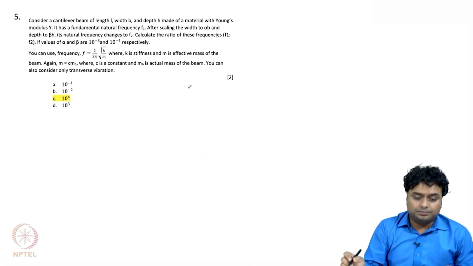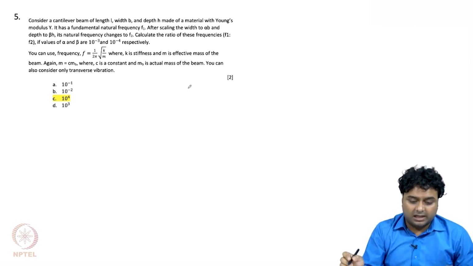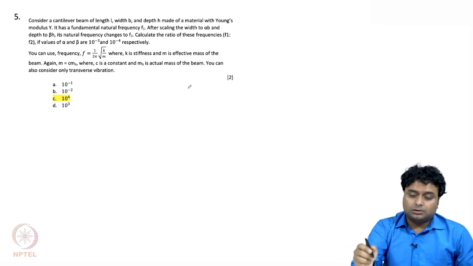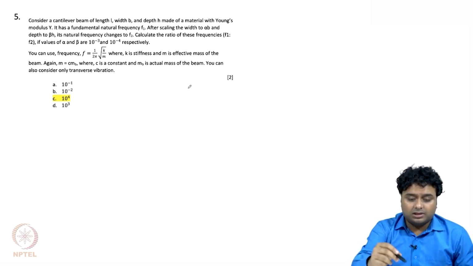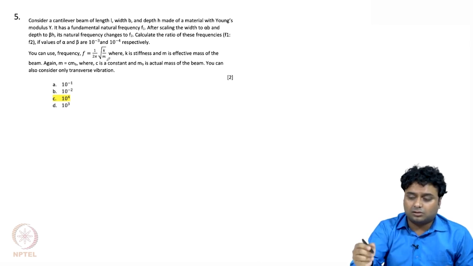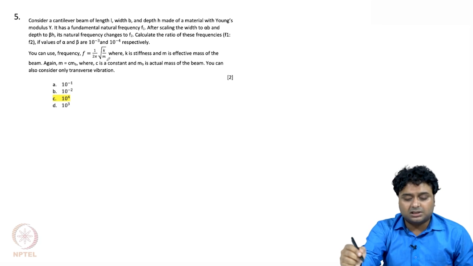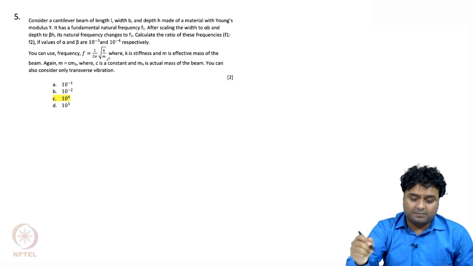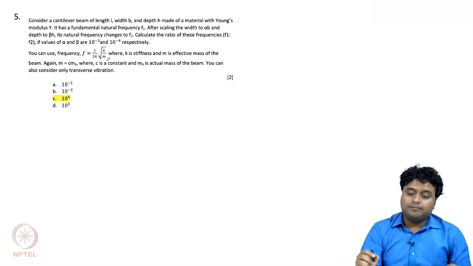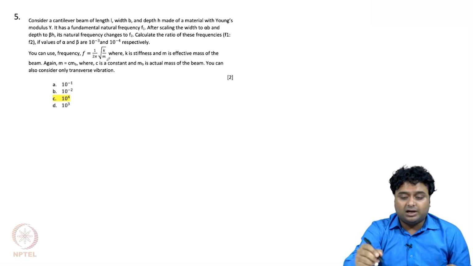Now this question is again related to scaling, and this is just simple mathematics what you need to do. So here we have been given the frequency formula, that is frequency f is equal to 1 by 2 pi into square root of k by m, and that you also know from the spring mass system, that the natural frequency is 1 by 2 pi into square root of k by m, where k is the stiffness and m is the mass. Now here you see that I have mentioned the effective mass.